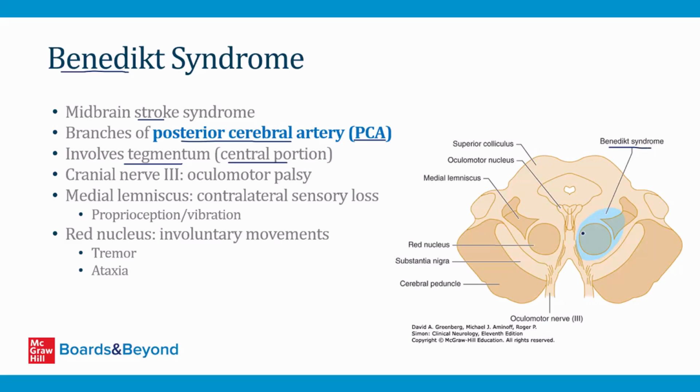So what's going to happen when there's ischemic damage to this region here? Well, first of all, remember cranial nerve 3 is running just like this. So you're going to lose cranial nerve 3. This is going to lead to an oculomotor nerve palsy, which presents with the eye down and out. You're also going to have damage to the medial lemniscus, which is right here. This is going to cause contralateral sensory loss. So proprioception and vibration sensation will be lost on the opposite side of the body compared to where the lesion is. And then finally, you're going to have damage to the red nucleus right here. As I told you, that's important for fine-tuning movement. So when it's damaged, you get involuntary movements like tremor and ataxia.